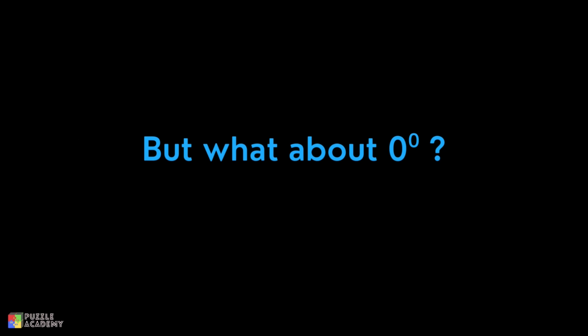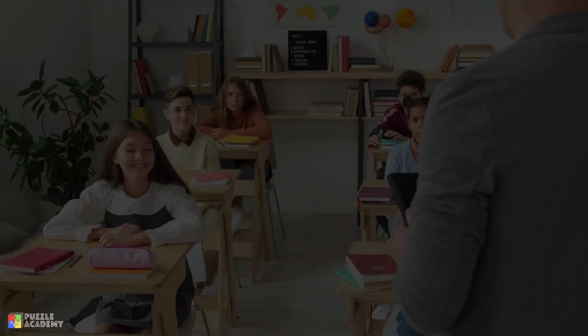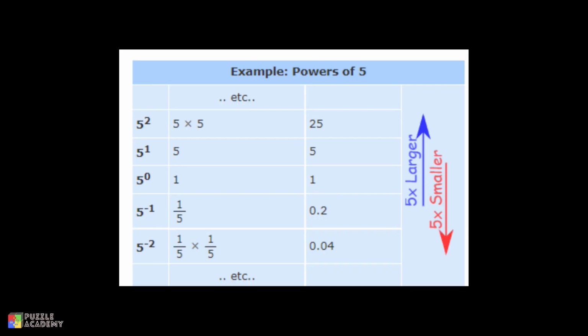But what about 0 raised to 0? It could be either 1 or 0. And so people say it is indeterminate. It all makes sense if you look at that table. You will see that positive, 0, or negative exponents are really part of the same, fairly simple pattern.